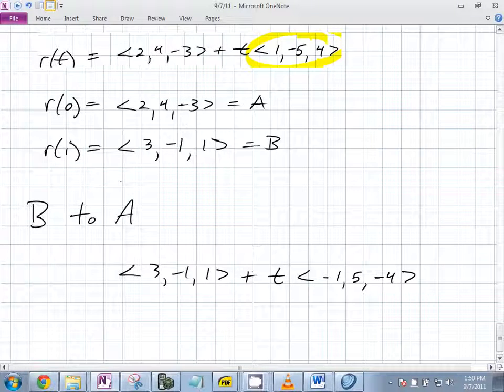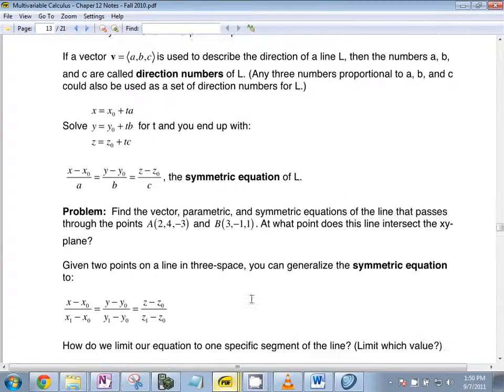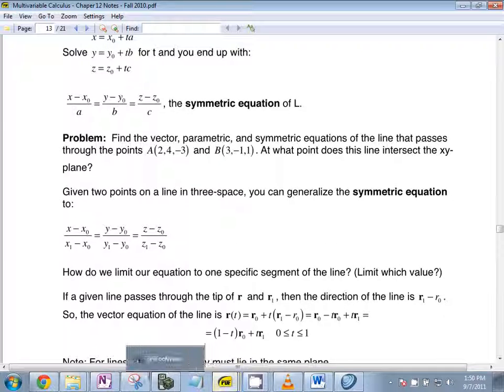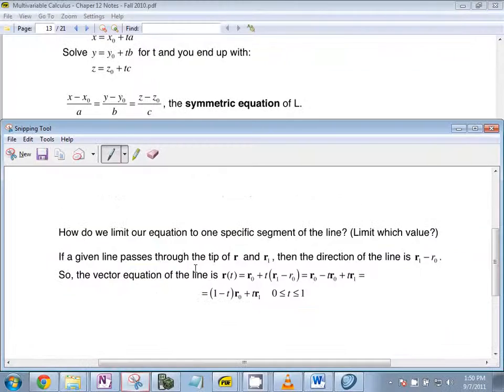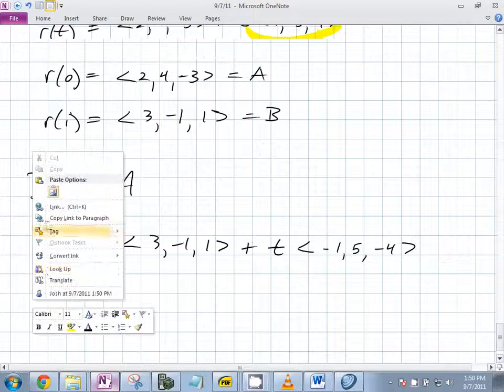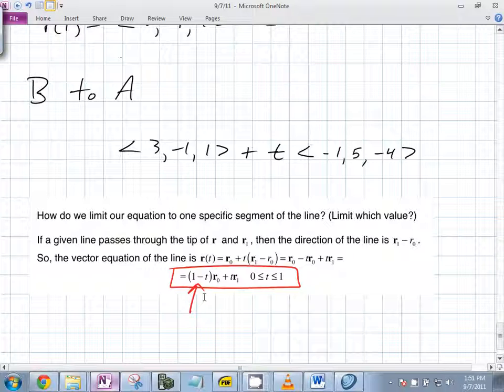This can be a little more complicated. Hold on. I want to put one thing up there so you understand what we're trying to build at this point. Another way to write it, and it's much more common. If a given line passes through the tip of R0 and R1, so if you have two vectors like this, then the direction of the line is R1 minus R0. So the vector equation of the line, you'll notice something here. You'll see this 1 minus t. Does anybody know where that comes from?